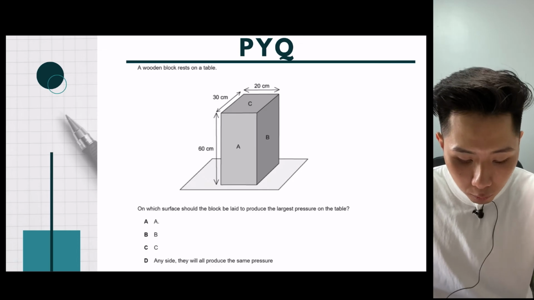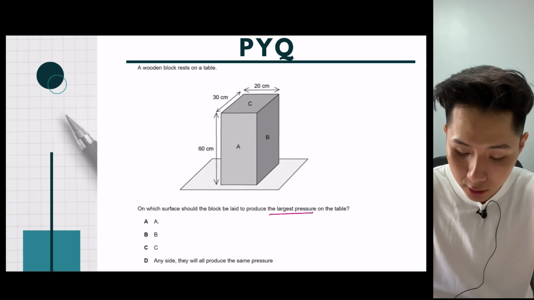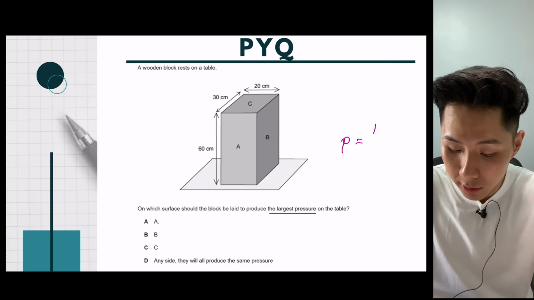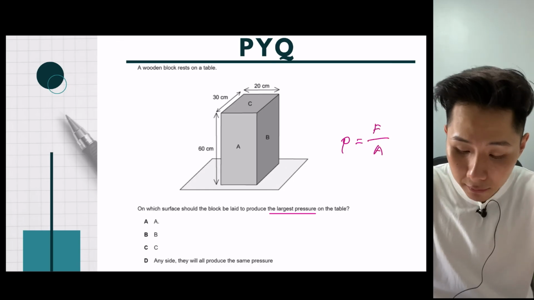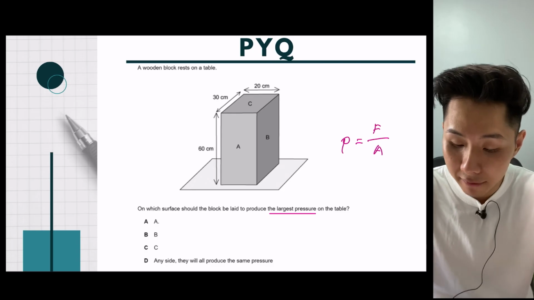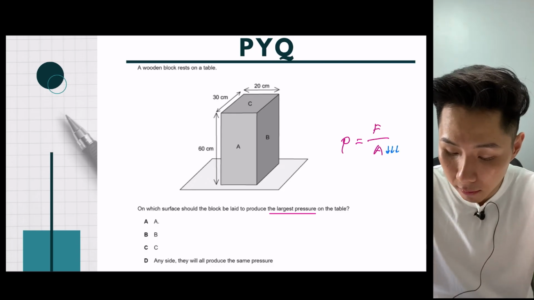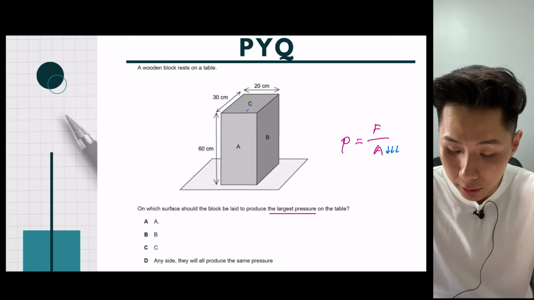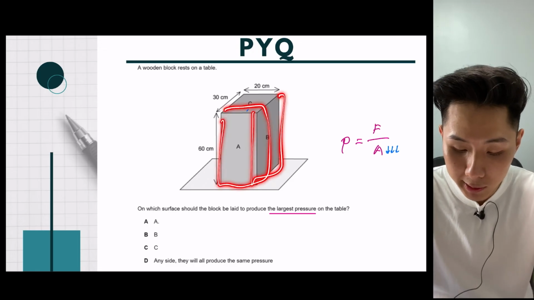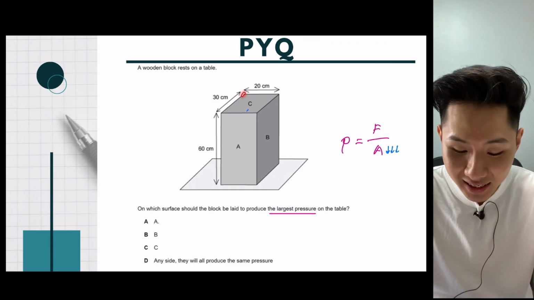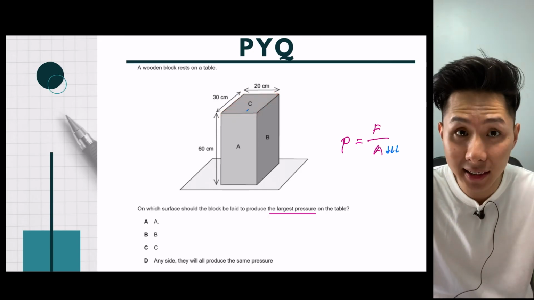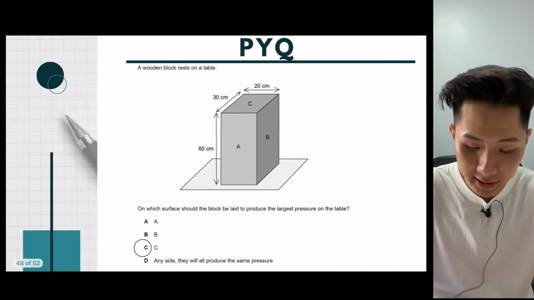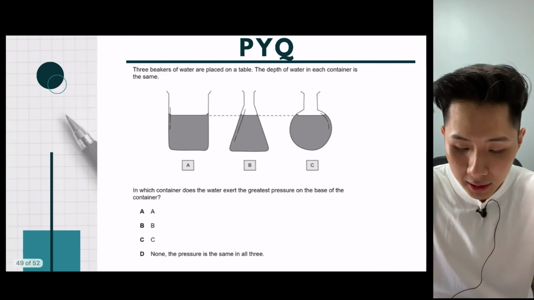So let's move on. On which surface should the block be laid to produce the larger pressure? Because now we are dealing with pressure not under liquid but on an object, I'm going to use the other formula, F over A. And we know that we will have larger pressure when the area is very low. So to know whether to choose A, B, C, or D, we just need to find the surface which has the lowest area. Without calculating anything, I know that C actually has the lowest area, meaning it's going to give me the highest pressure. So my answer here is C.